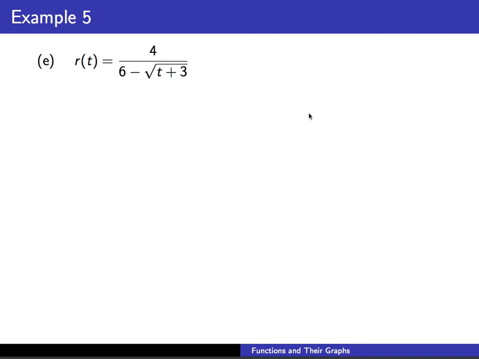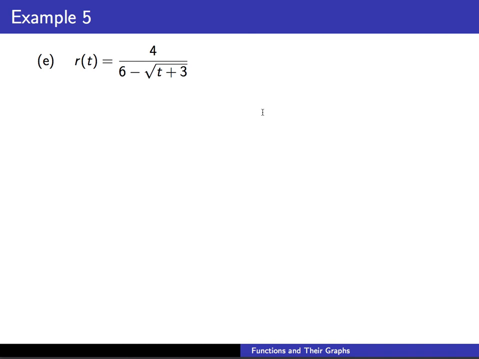All right, part E, we have r of t equals 4 over 6 minus the square root of t plus 3. Well, first up, we have a t plus 3 inside of an even root, inside of a square root, so it has to be greater than or equal to 0. So t has to be greater than or equal to -3.